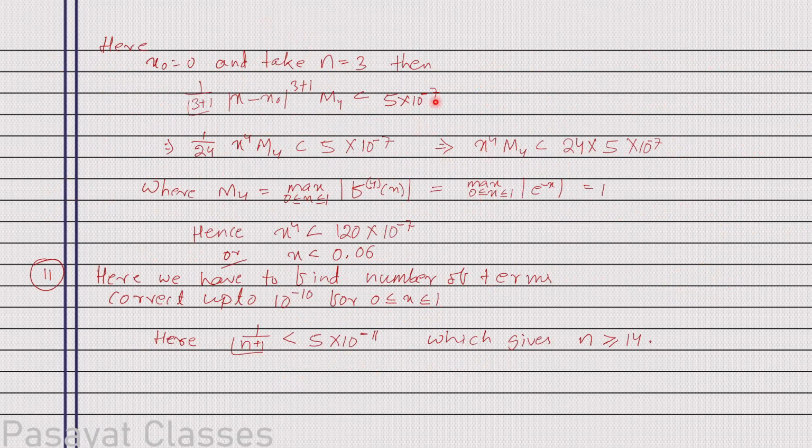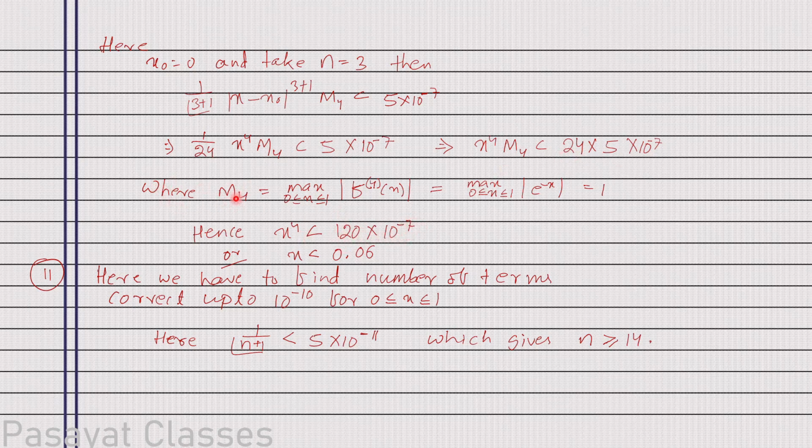Clear? So here 1 by (3 plus 1) factorial is 1 by 24, into x to the power 4 into M4 is less than 5 into 10 to the power minus 7. So here we have x to the power 4 into M4 is less than 24 into 5 into 10 to the power minus 7. Clear? So here 24 into 5 gives 120 into 10 to the power minus 7, and we have to find what M4 is.